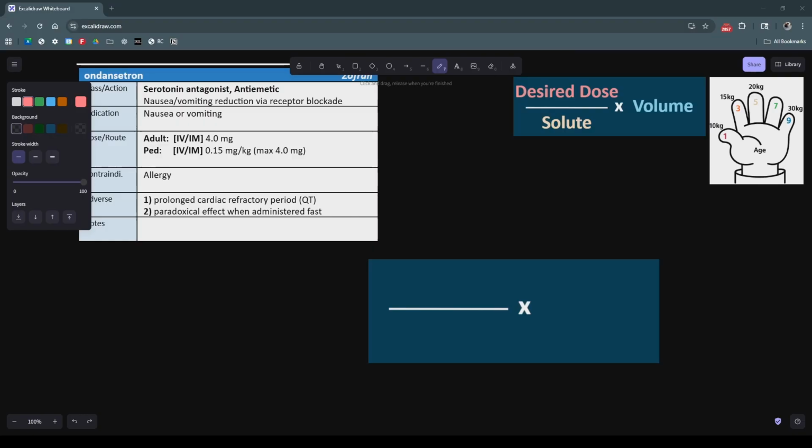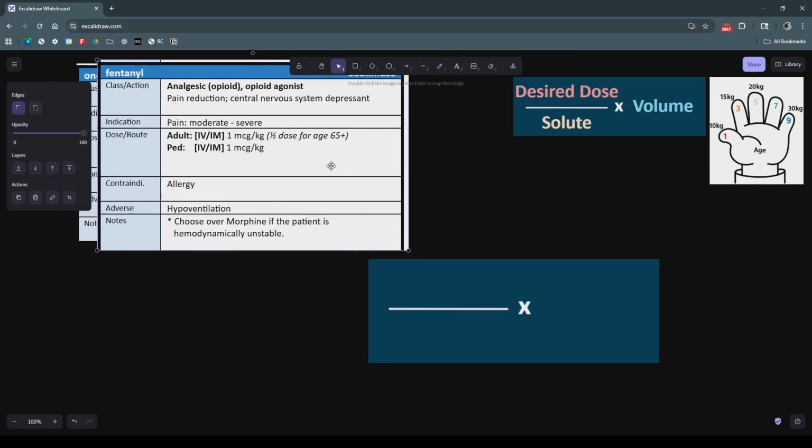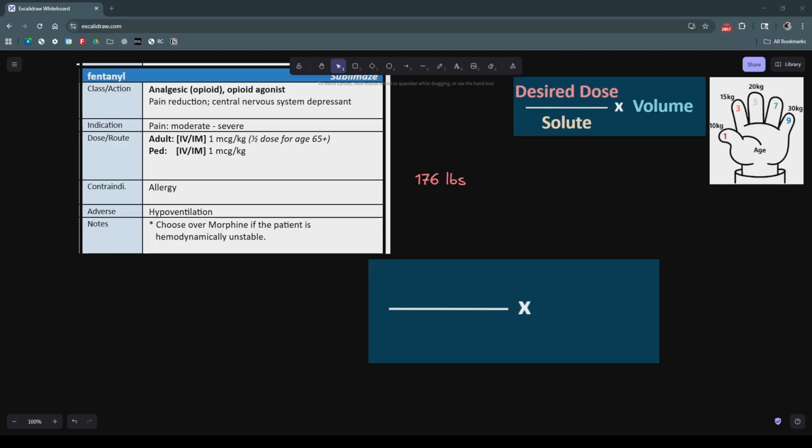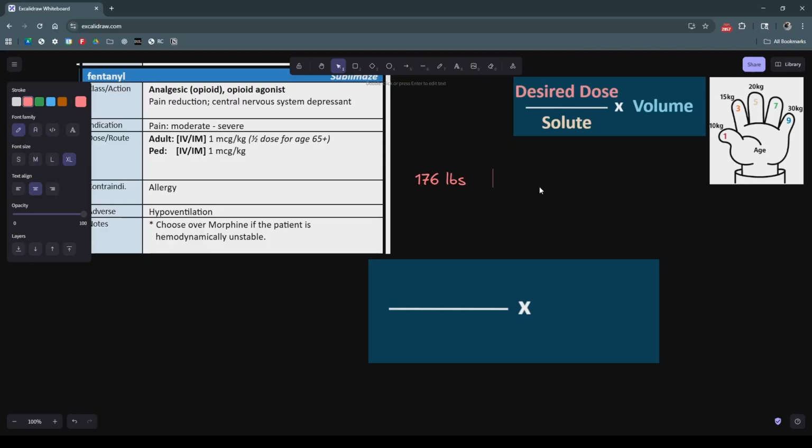We'll do fentanyl, it's probably a simpler one. Put this over here. And so now we've got a med like fentanyl. Fentanyl is weight-based even for adults. So if I said, okay, my guy weighs 176 pounds. Well, fentanyl is measured in micrograms per kilogram, so I have to divide that by 2.2. 176 divided by 2.2 is 80. 80 kilograms is what this guy weighs.